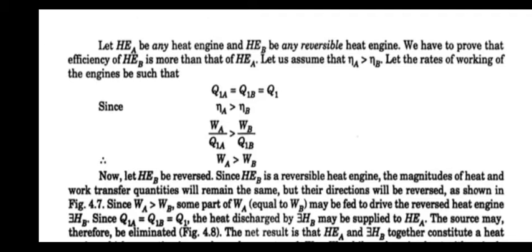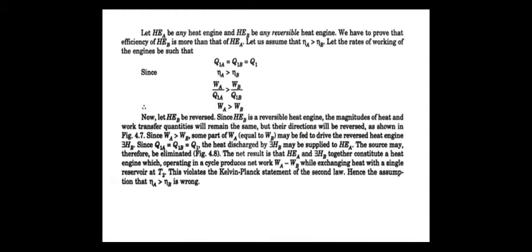Now, as over here it has been stated that it is operated between the same source, the denominator values, that is Q1A and Q1B, will be taken as the same and will be removed. So we will get net work done of A is greater than net work of B. So this is all about the Carnot theorem, and this violates the Kelvin Planck statement of the second law.